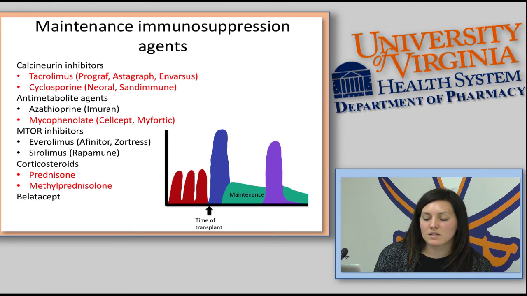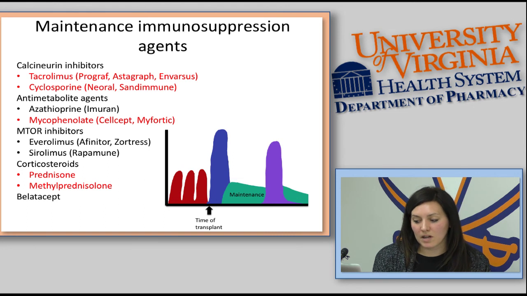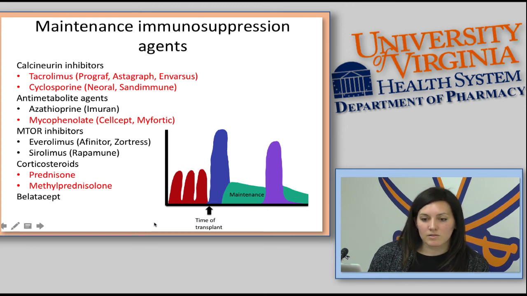Next, I'll talk about the maintenance immunosuppression medications that we use. This, again, is occurring after the time of transplant, and this is the main phase that transplant patients live in. These medications are used chronically, generally, for the duration of the transplanted organ's life, but they are used at varying doses. I tried to show in this graph that the level of immunosuppression during the maintenance phase decreases over time. So the patient would not expect to be on the same dose of medication for the duration of the life of the organ.